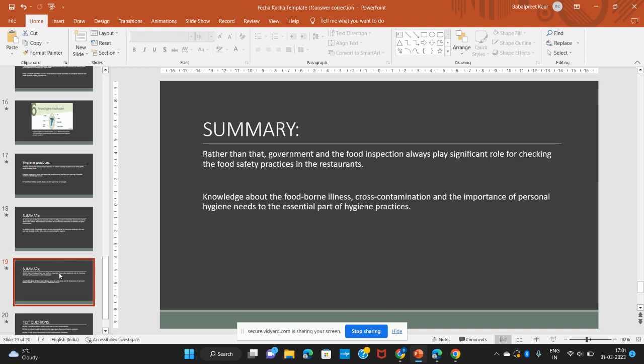Besides that, inspection plays a significant role in handling practices, and a food inspector plays a crucial role in determining what is required for handling practices in the workplace, such as in restaurants or long-term care facilities or everywhere. Apart from that, we know about foodborne illness, cross contamination, and the importance of personal hygiene for maintaining safety against hazards.